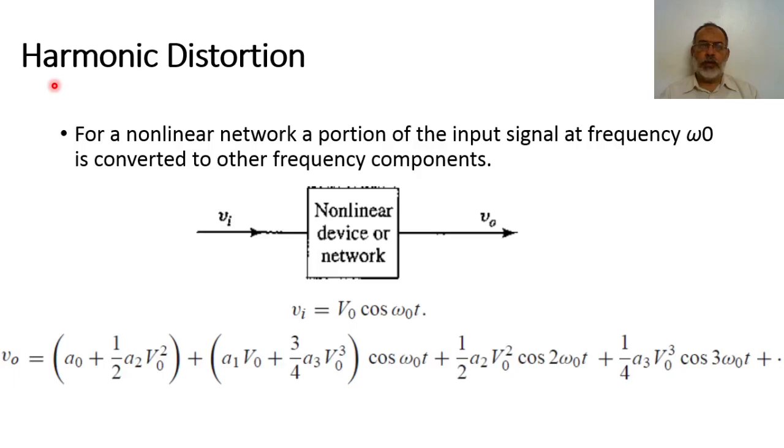In the previous video, we studied gain compression as a side effect of the nonlinearity of microwave circuits and systems. Now in this video, we are going to talk about two other side effects of the nonlinearity, which are the harmonic distortion and intermodulation distortion.